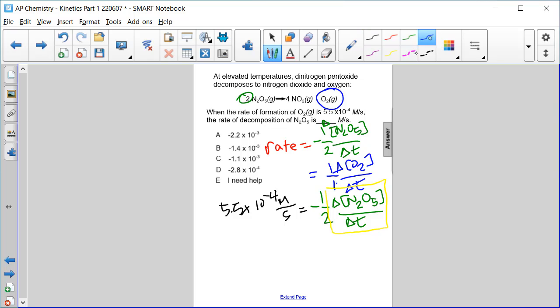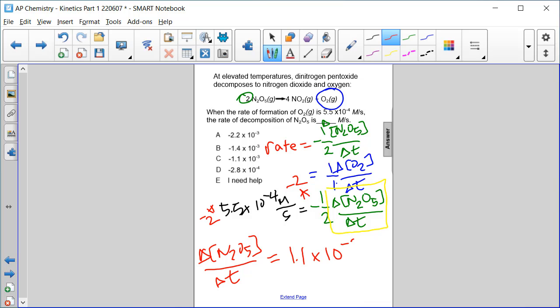So the way we do that is we just multiply both sides by -2. Okay, and we get delta N2O5 concentration over delta t equals 1.1 times 10 to the -3rd molarity per second, which is answer choice C.